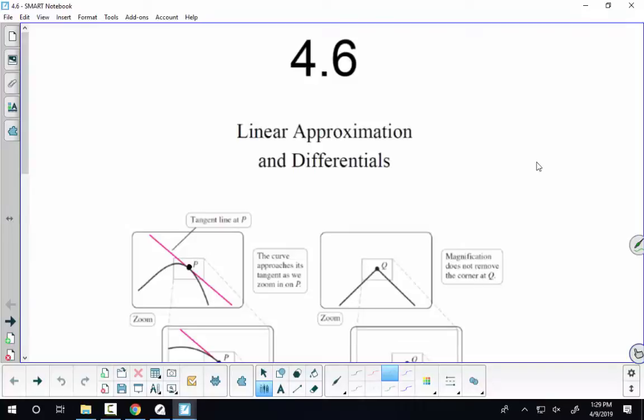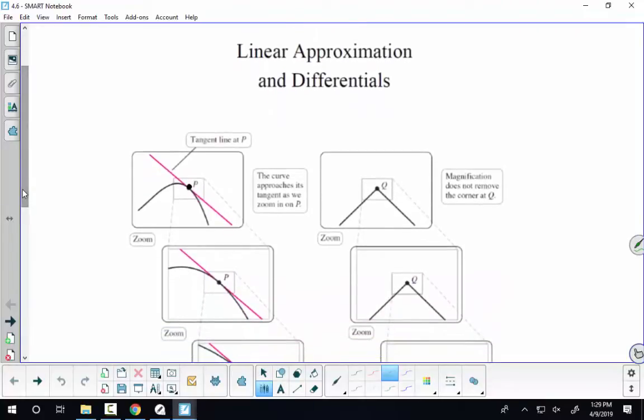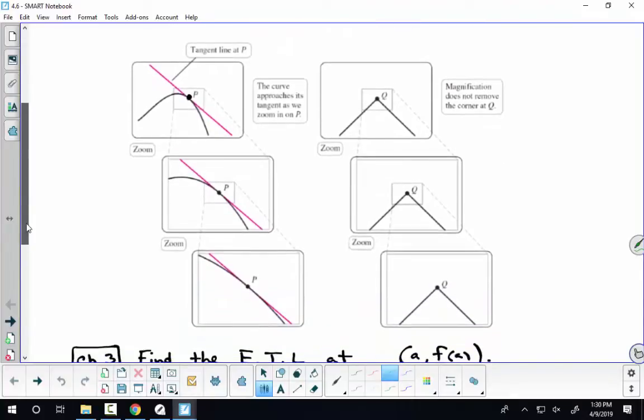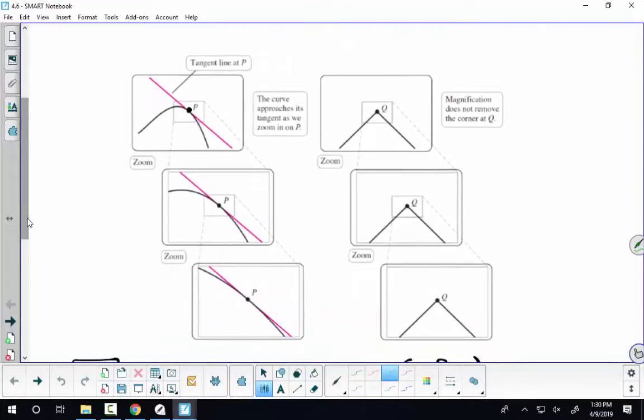So in 4.6, we're looking at linear approximations and differentials. And don't let the word linear approximation scare you. We've actually already done this. It's just taking on a different flavor in this section. So maybe you recognize the process.